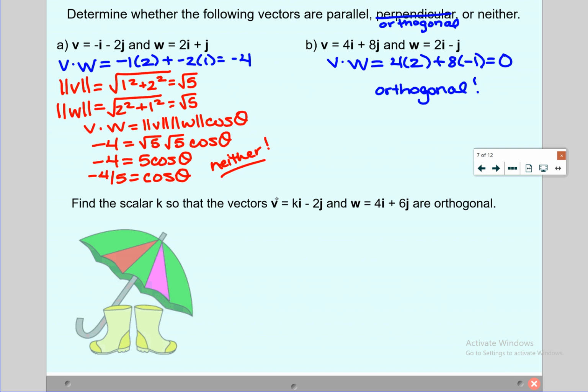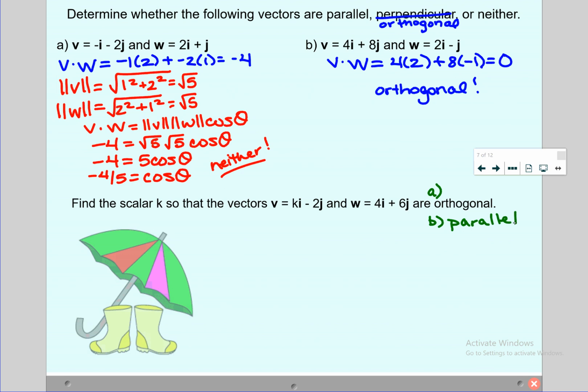Okay. So vector V is ki minus 2j. K is missing. We're going to find it. Vector W is 4i plus 6j. We're going to find k so that, A, the vectors are orthogonal, and actually we're going to do parallel also because you're going to see one on MyMathLab.